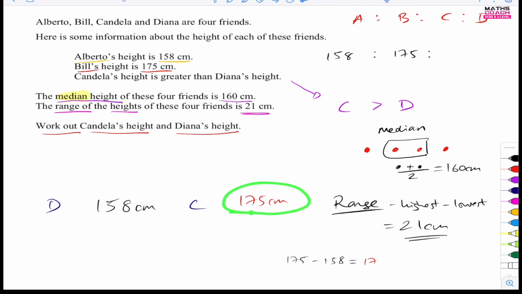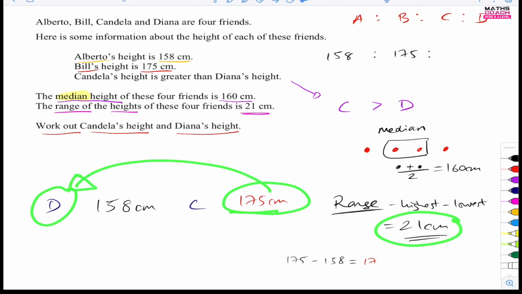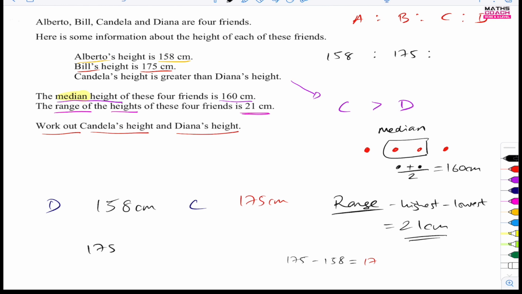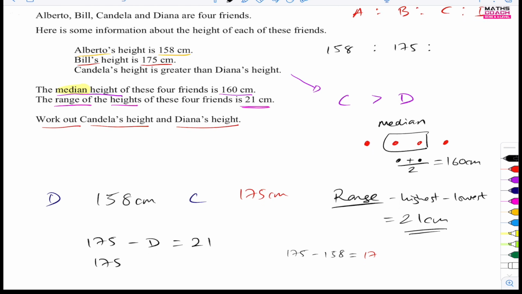So currently, if this 175 centimeters is the highest and D we've put down as the lowest, then that means 175 take away D should equal the range, which is 21, right? So 175 take away D should equal 21, which is our range, right? So that means what would D be? To work out what D would be, we do 175 take away 21 and move D over to the other side. So I'll put the minus D onto this side, making it a positive D, and the 21 will come to this side, becoming a negative.